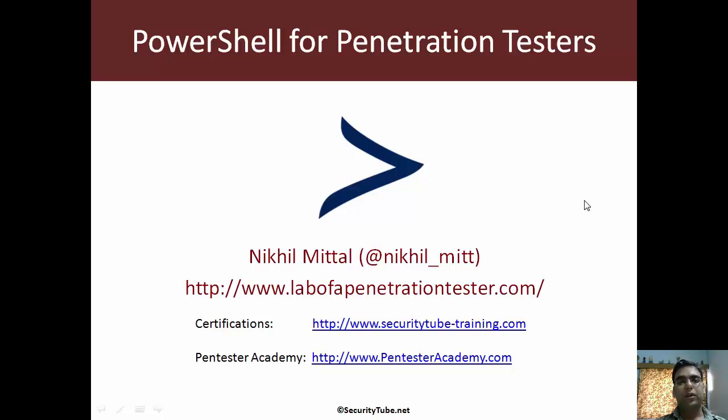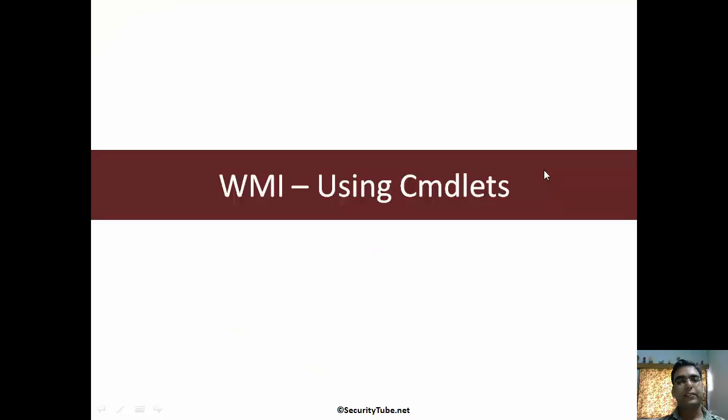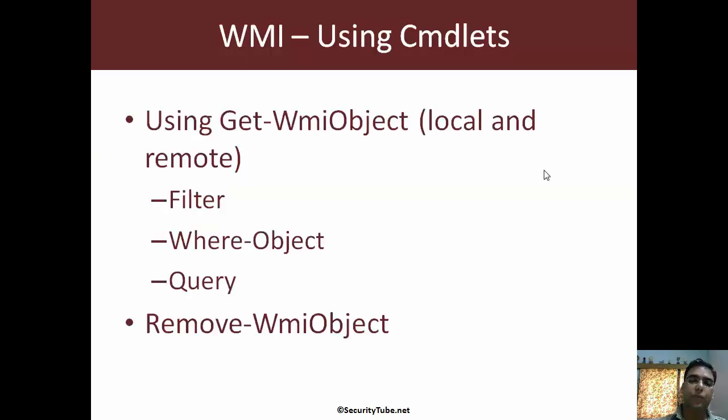In this video, we continue the discussion on using WMI with PowerShell, and let's see how to use cmdlets related to WMI in PowerShell. We will use Get-WmiObject. We used it a bit in the previous video. In this video, let's run it on both local and remote computers.